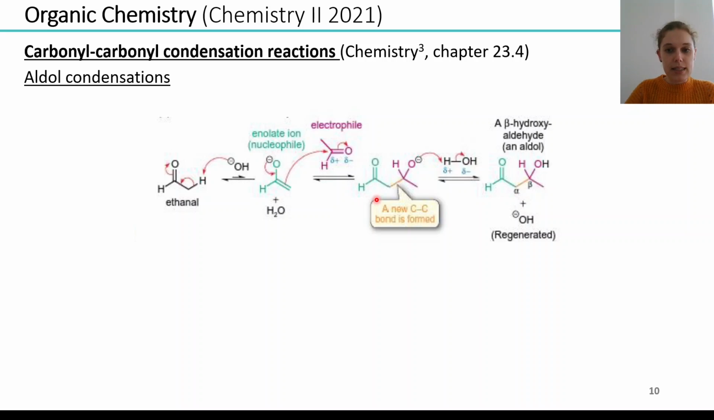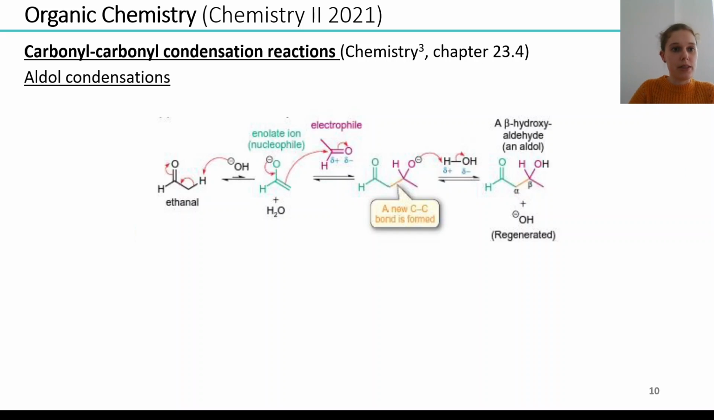This alkoxide ion already has a new carbon-carbon bond, and this bond is formed between the alpha carbon of one aldehyde and the carbon atom of the carbonyl group of the other aldehyde. The last step is then the protonation of this alkoxide ion, and hereby a beta hydroxyaldehyde, also called aldol, is formed. Moreover, the hydroxide ion is regenerated.